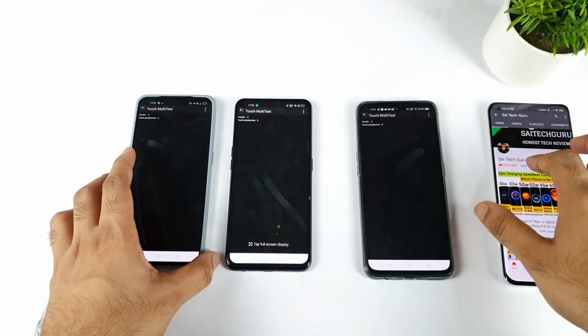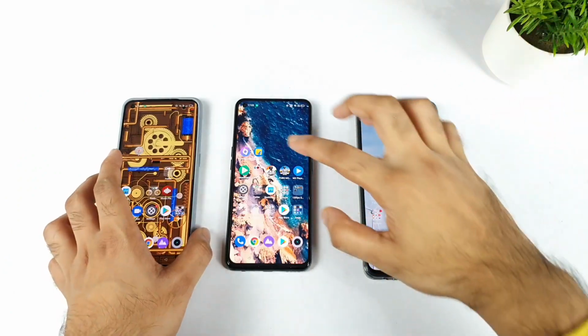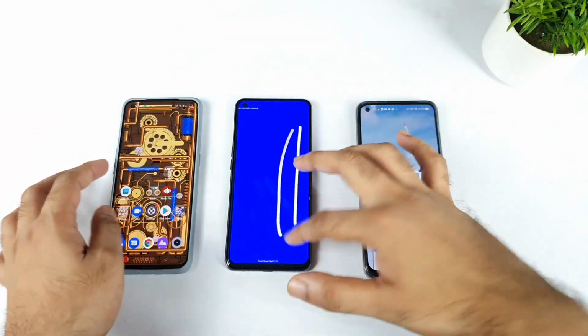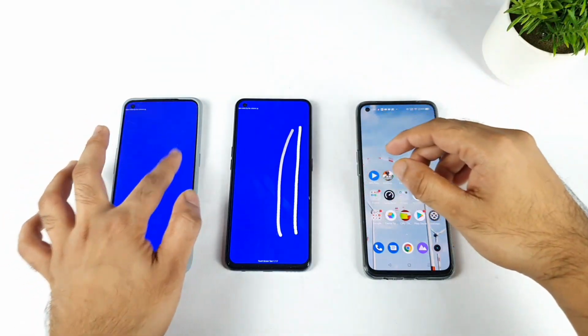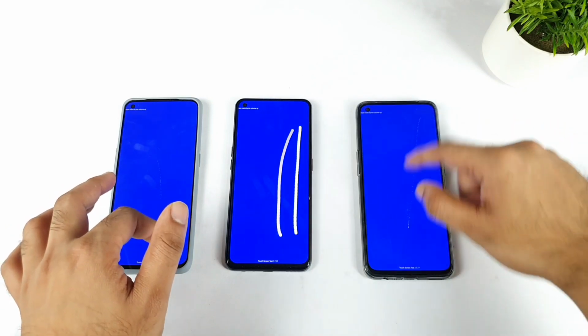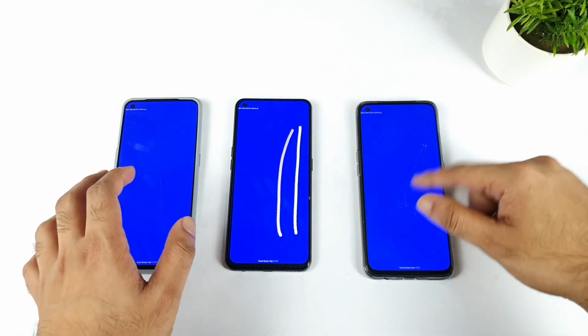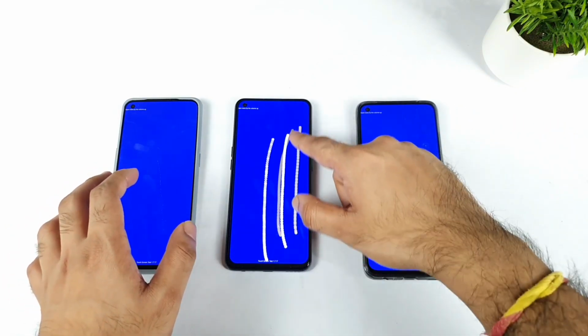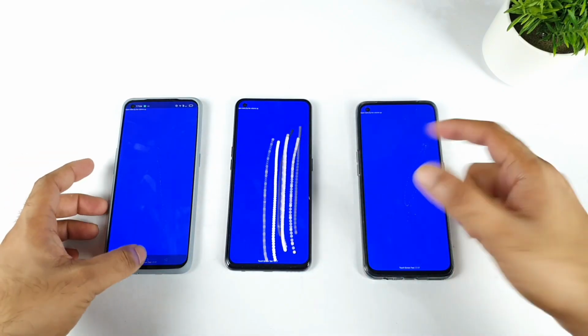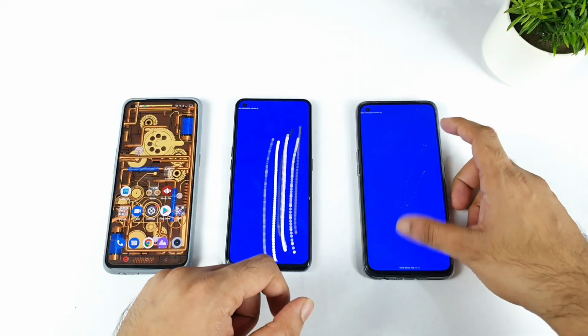One more thing, there's a special application where we can check the touch sampling rate with multiple inputs as well. Sometimes this application is not optimized for a few of the phones. That's the reason you're not seeing any lines in this phone, and the same thing in the Realme GT as well. You cannot see those big lines there, but in the Realme X1 Max it's slightly optimized. That's the reason you can see the lines in this device. That's why I was unable to demonstrate it in the other phones.